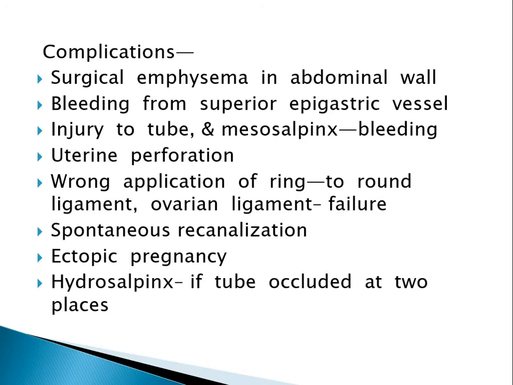Okay, what are the complications? Like any other procedure, some complications can occur. There can be surgical emphysema in the abdominal wall. This happens, see, I told you we introduce a Veress needle into the abdominal cavity and then introduce the CO2 gas. Now, if the tip of the Veress needle is not in the peritoneal cavity, but is between the layers of the anterior abdominal wall and you have missed it, and then we have introduced the gas, then this CO2 will collect between the layers of the abdominal wall, and this abdominal wall swelling will occur, what we call a surgical emphysema.